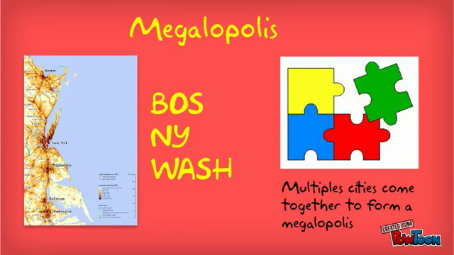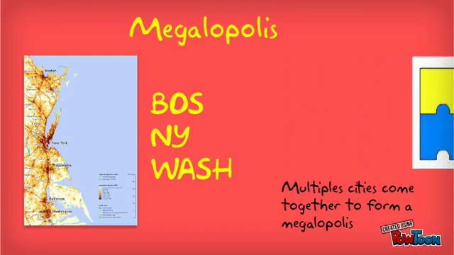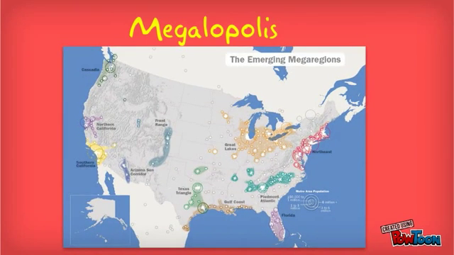Finally, we have the megalopolis. This is formed by multiple cities that come together to form the highest level of urban hierarchy. The best example of a megalopolis is that called Bos-Wash. This spreads on the east coast from Boston to beyond Washington, D.C.